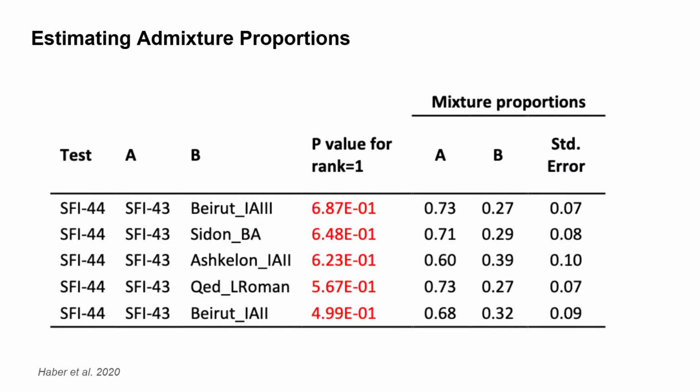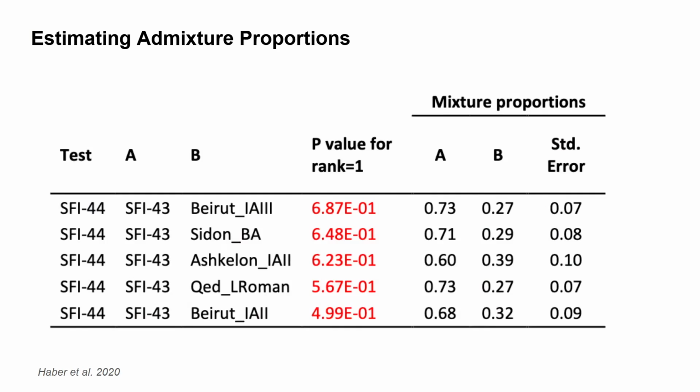So for example, it thinks in this one, A is 73% from SFI 43 and 27% from Beirut Iron Age, plus or minus 7%. So that's what the standard error means in this. With this, we could see that SFI 44, the son, there are strong models that it's actually a mixture between that lady and an ancient Levantine population.